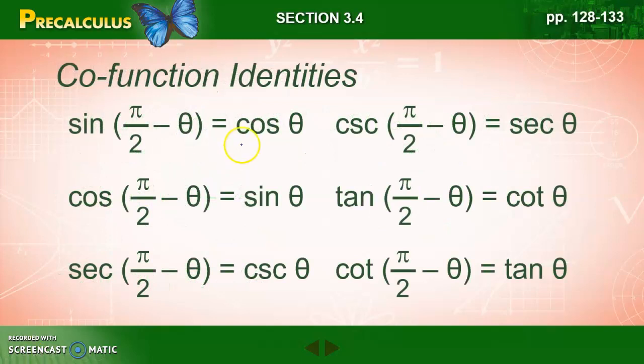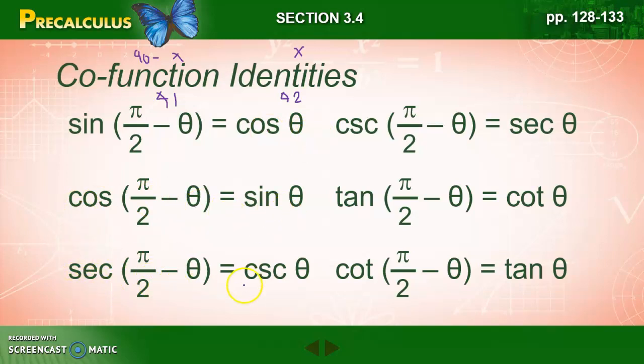Our cofunction identities look like this. This is basically acute angle 1 and acute angle 2. And we represent that as theta and pi over 2 minus theta. We could also represent it as x and 90 minus x. So angle 1 and angle 2 on a right triangle, the sine of one equals the cosine of the other. The cosine of one equals the sine of the other.